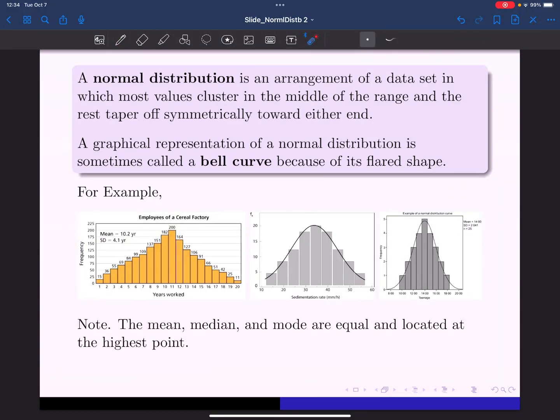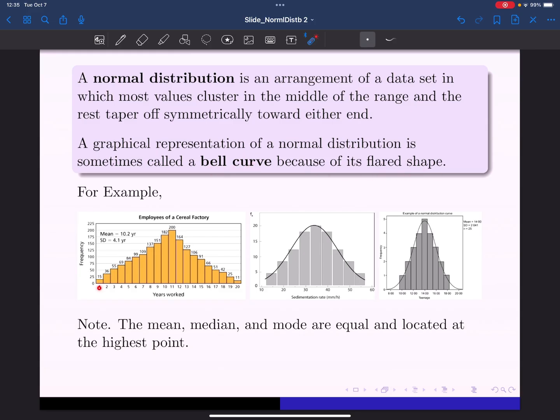So now we can talk about normal distribution. It's an arrangement of a data set in which most values cluster in the middle of the range and the rest taper off symmetrically towards either end. A graphical representation of a normal distribution is sometimes called a bell shape because of its flared shape.